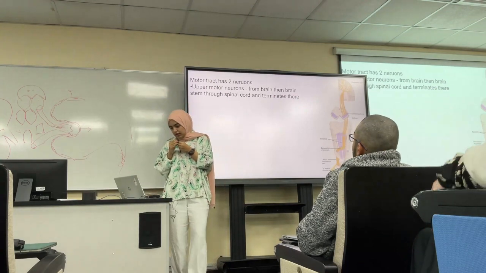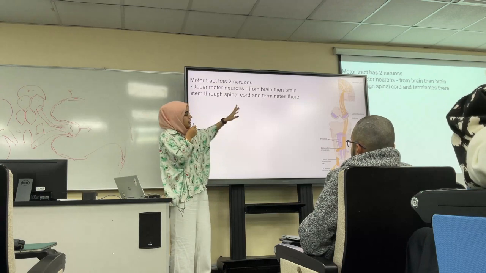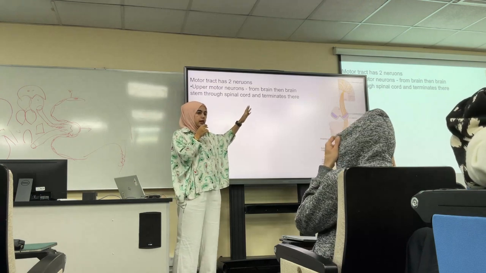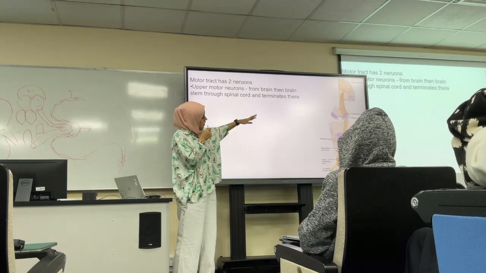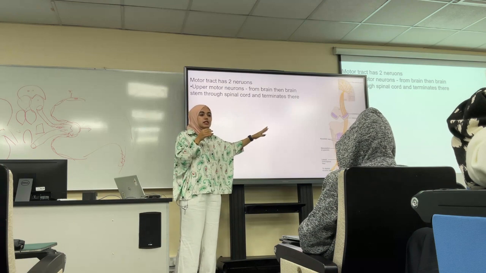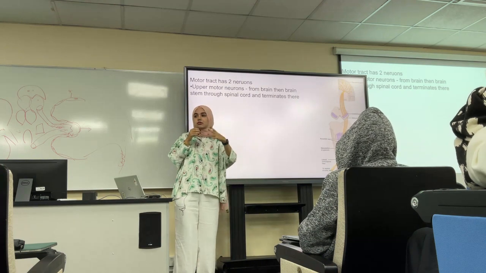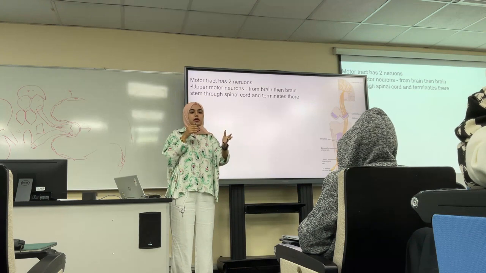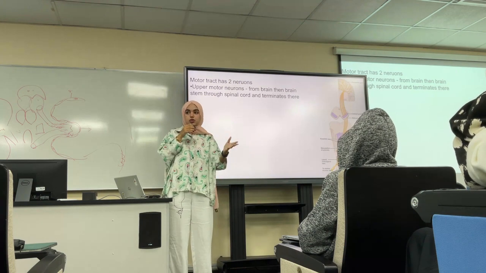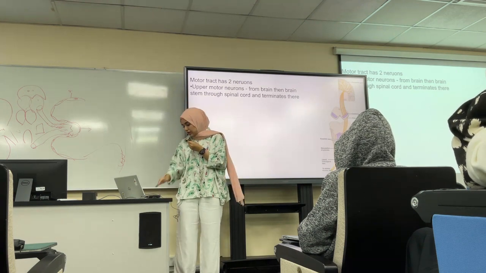So let's have a look at the upper motor tract. It starts from the cortex of the brain, the upper part of the brain, and it descends until it reaches the specific nucleus it wants to anastomose with, or, in a more anatomical word, synapse with, and give us the lower motor tracts.